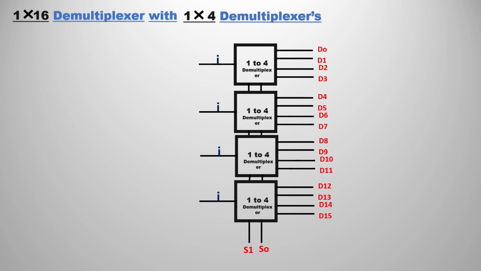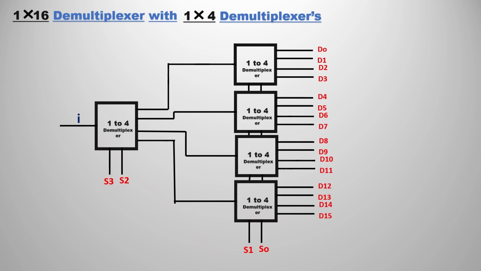In a similar format, if you want the 1x16 demultiplexer to be implemented with only 1x4 demultiplexers, that can also be done. I have taken a total of four 1x4 demultiplexers, because a 1x4 demultiplexer contains only 4 outputs. Similarly, if you want 16 outputs, we are going to have 4 such units. Cascade all of them, and all the select lines would be S1 and S0, so I have connected all the select lines at a time. So let's see how to do that.